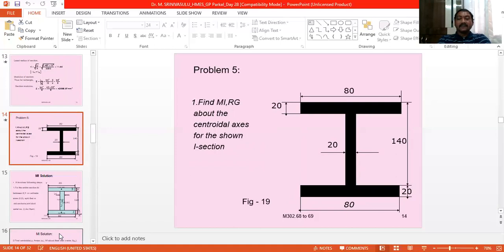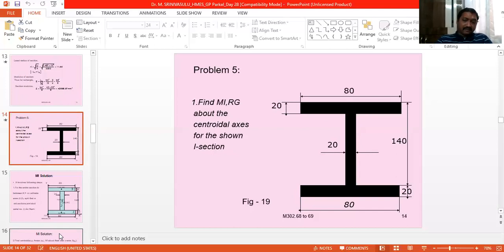So now you take the problem: find the moment of inertia and radius of gyration about the central axis for the I section shown in the figure. So this is the given I section.